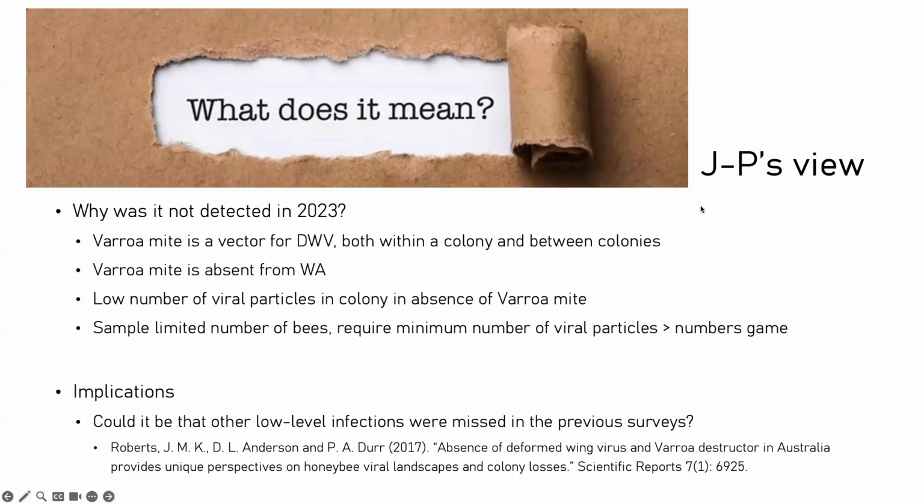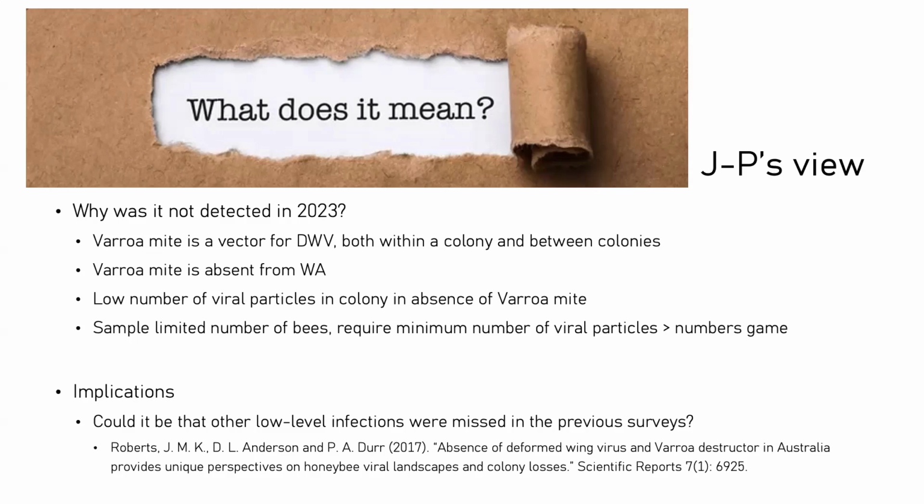What I've said so far is largely what I found in the literature, and now I'd like to actually move and say what I think of all of those things. It was not detected in 2023. Of course, we didn't have Varroa mite, especially in Western Australia. Still don't have it in Western Australia at the time. If Varroa is present in this colony, it would be at a very low copy number, and it would be very difficult to detect. And it might just have been missed.